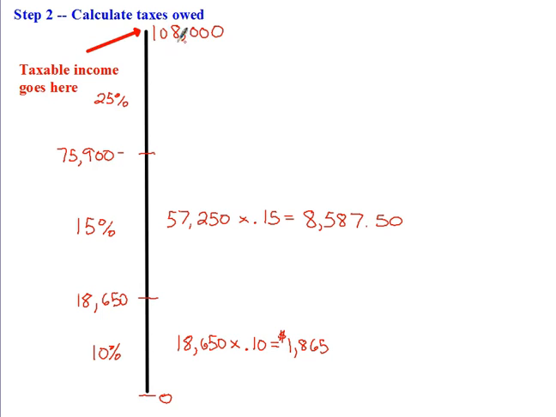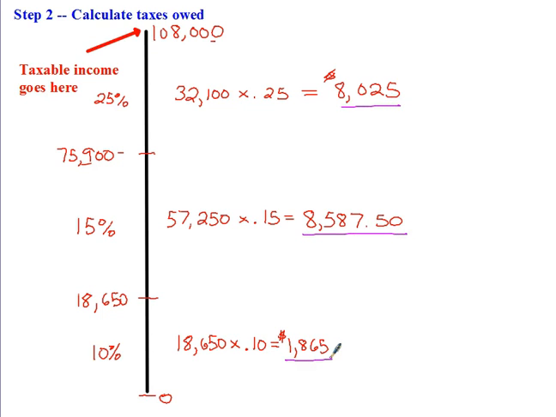But we're not done yet, because we have income above $75,900. So we have to go up to our taxable income, which was $108,000, minus the $75,900. That was the bottom of the bracket. And that says that I have $32,100 of income that's going to get taxed at 25%, times 0.25. Let me do that calculation. And that means on that income, I owe $8,025.